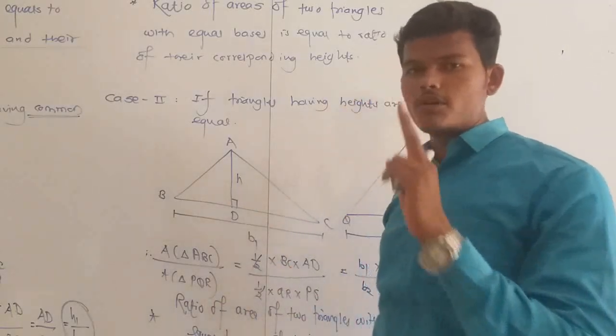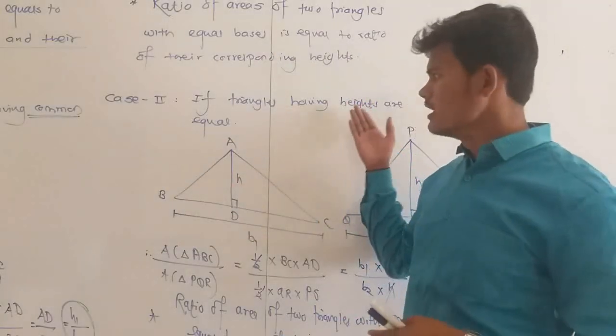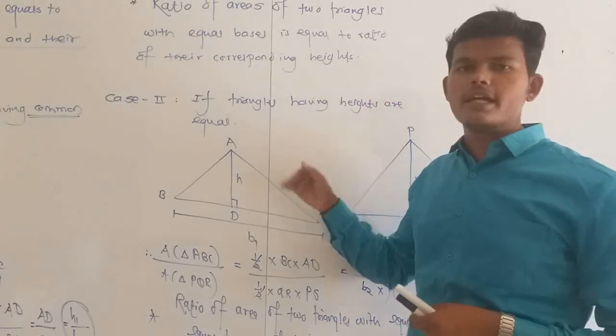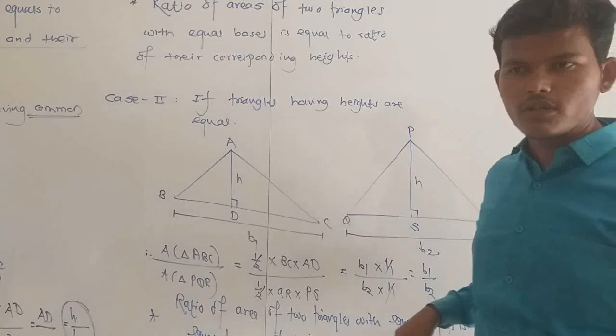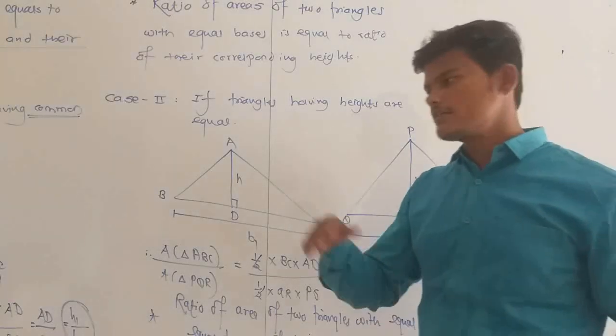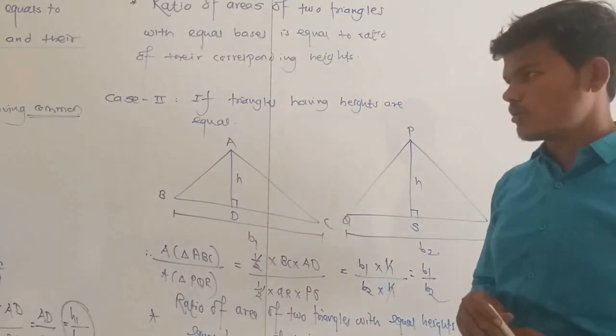If two triangles have a common base, then their area is proportional to their heights. And if two triangles have equal heights, then their area is proportional to their bases. Heights are equal, then area is proportional to bases. Bases are equal, then their area is proportional to their heights. So these are the three most important properties.